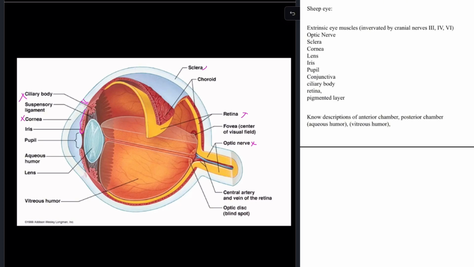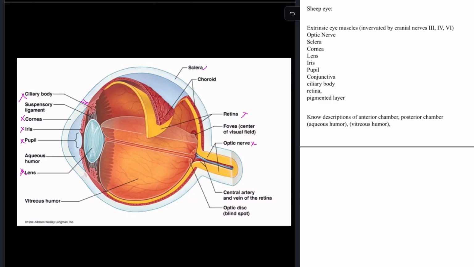The iris, which is the color of your eye, gives it the pigment. That right there is the iris. And then the pupil is just that little hole right there. It's a little hole that goes through the lens. It shows the lens, so you can see. Just know that the pupil is the hole, and the lens is this big structure right here.